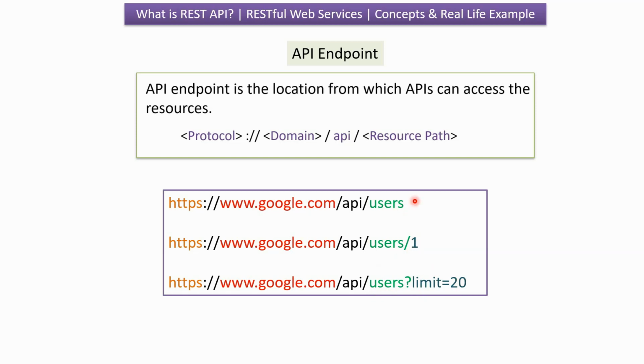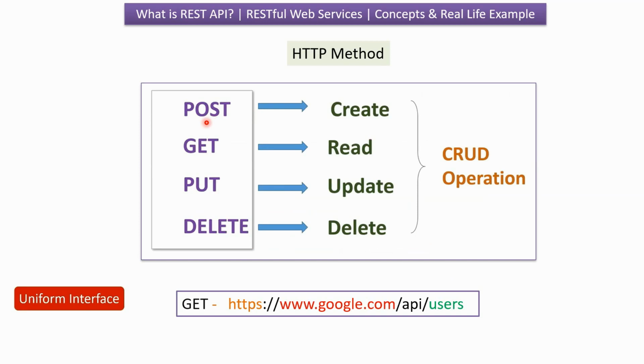From this API endpoint, it is not clear whether we are going to create the user, get the user, delete the user, or update the user. That is not clear. That is the reason we have the HTTP method, which specifies what action we are going to do. Here you can see different HTTP methods: post, get, put and delete. Post is used to create the resource, get is used to read or get the resource, put is used to update the resource, delete is used to delete the resource.